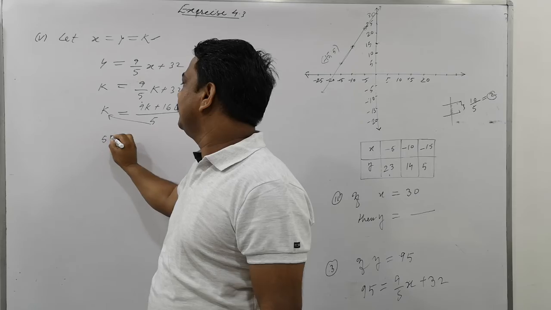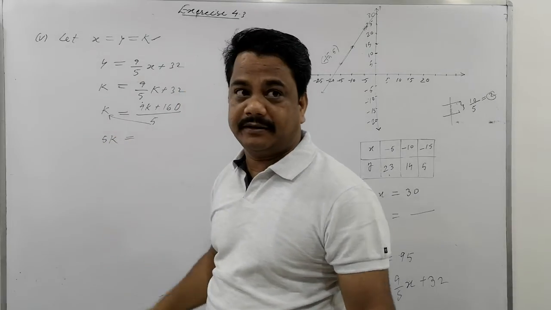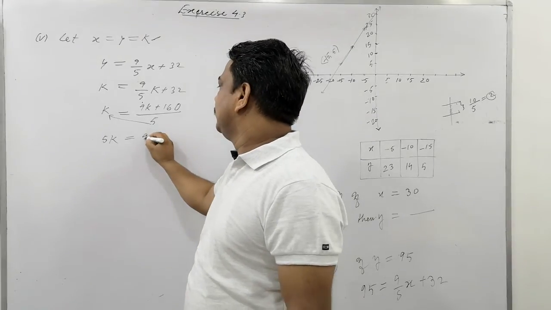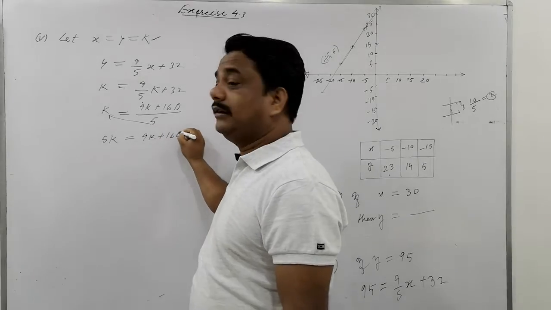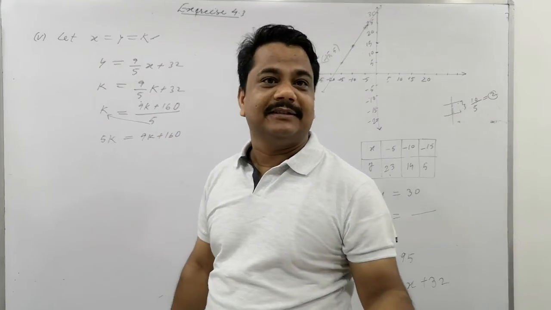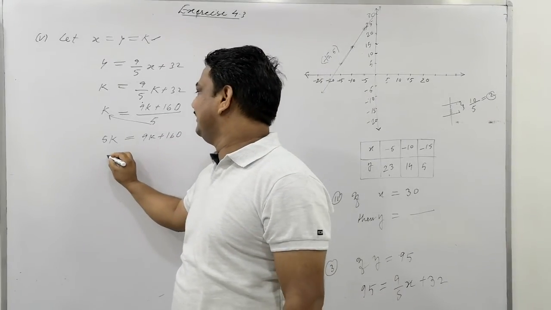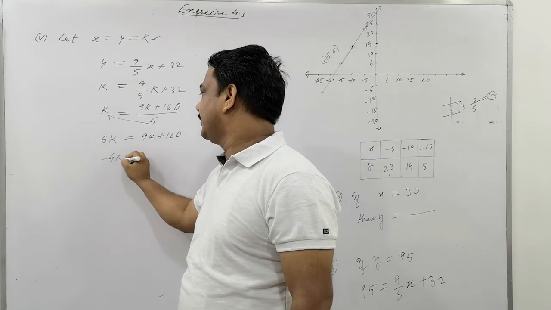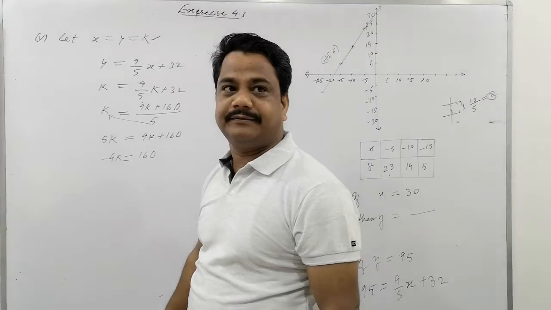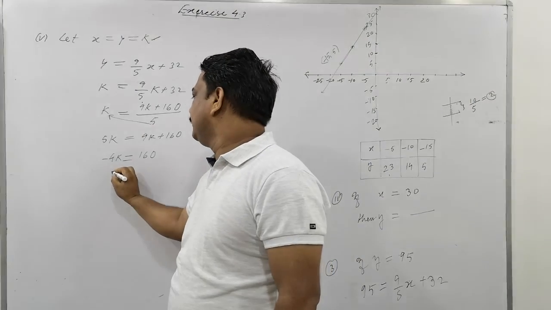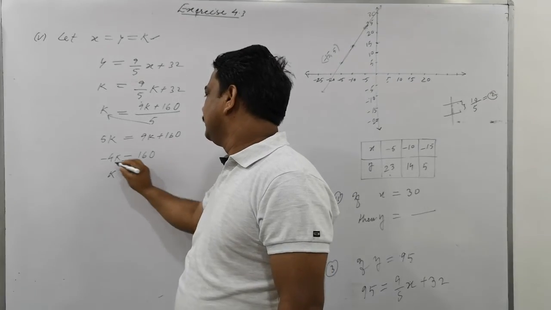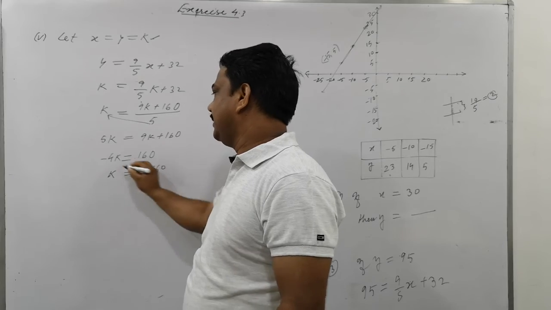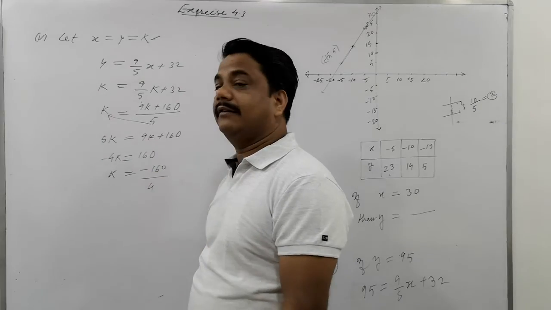Cross multiplication. I told you there is no operation like a cross, but it's a style. To understand mathematics concepts, it is not to be recorded here. So what is that? Transfer to here: 4k and 160 is there. So k is equal to minus 160. Minus has to be transferred to the right side, and 4 there, okay?